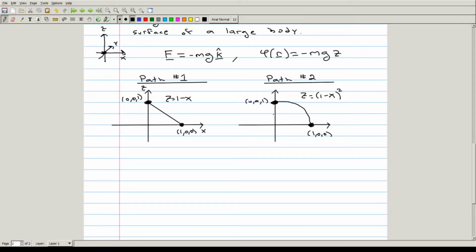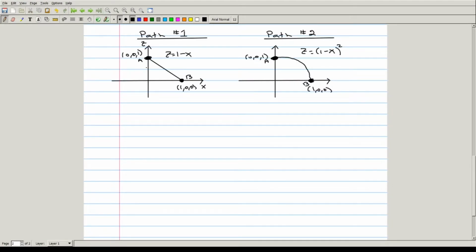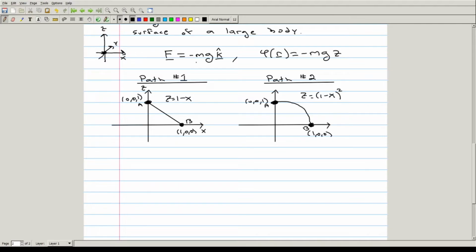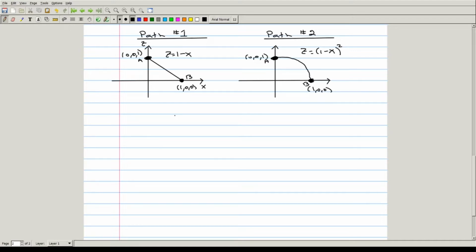Now, both of these paths go from a point A to a point B, the same point. And both of these paths, we're assuming, are immersed in the same constant force field right here. But in general, depending on the example, F could be more complicated. We're just trying to illustrate something here. So because we have two separate paths, we in general expect the line integral giving us the work to be different.